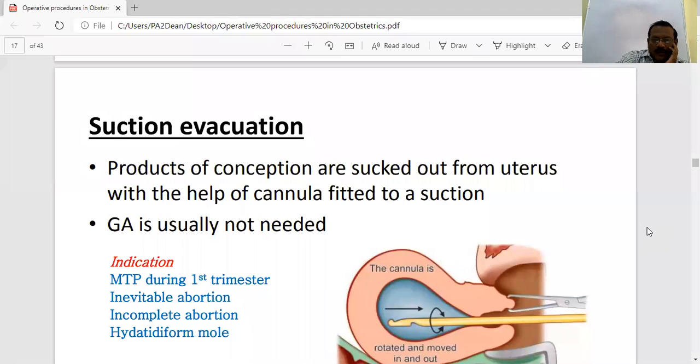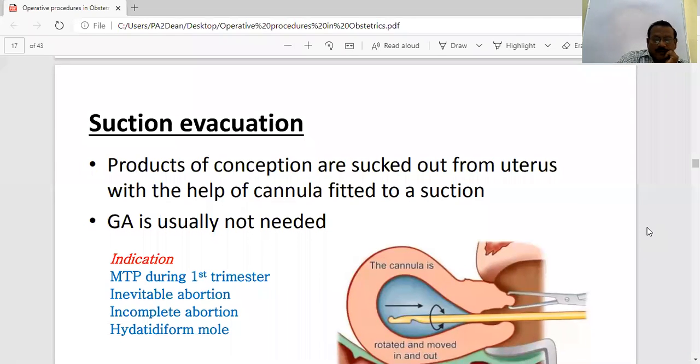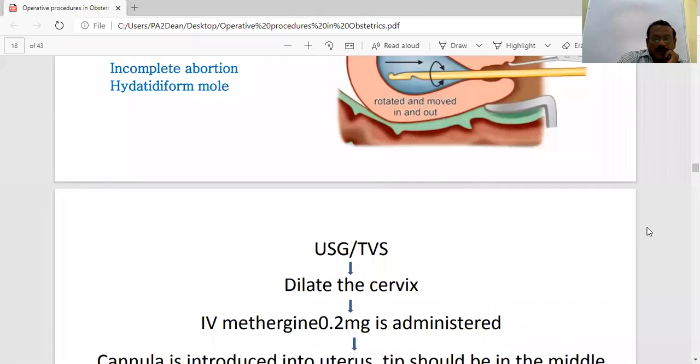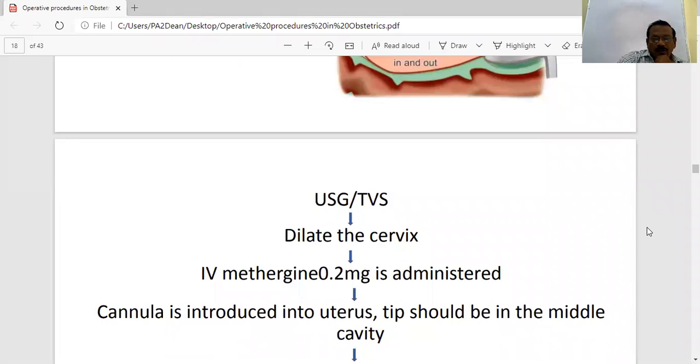These procedures are adopted. The cannula is introduced, rotated and moved in and out. By this, we will be sucking the products of conception completely. Then ultrasonography and under TVS, dilate the cervix. Intravenous methergine 0.25 milligrams administered. Cannula is introduced into the uterus. Tip should be in middle of the cavity for proper sucking of the products of conception.